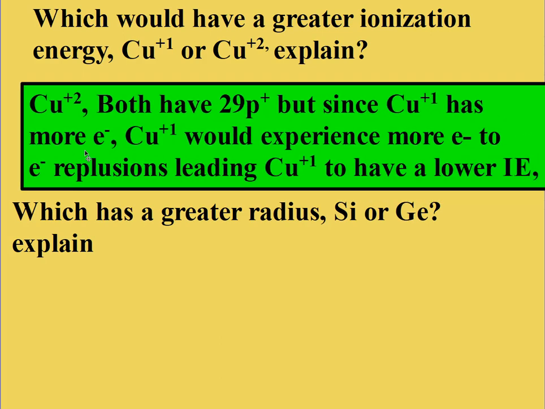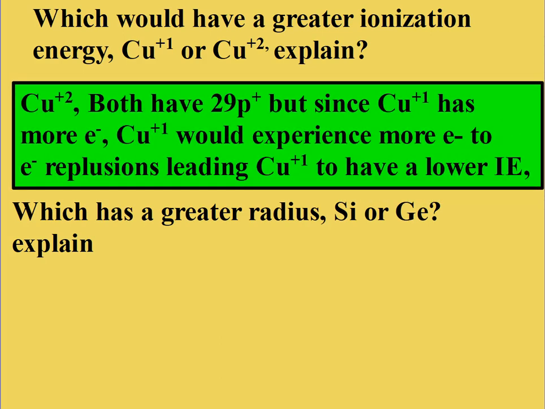So on this one, if you said Cu plus 2, you are correct. So they both had 29 protons, but copper plus 1 has 28 electrons, and copper plus 2 has 27 electrons. So they're not isoelectronic, but they're the same element. So again, start with what they have the same, which is 29 protons. But since copper plus 1 has more electrons, it would experience more electron to electron repulsions, leading copper plus 1 to have a lower ionization energy. More repulsions means it's going to be easier to remove an electron, aka require less energy.